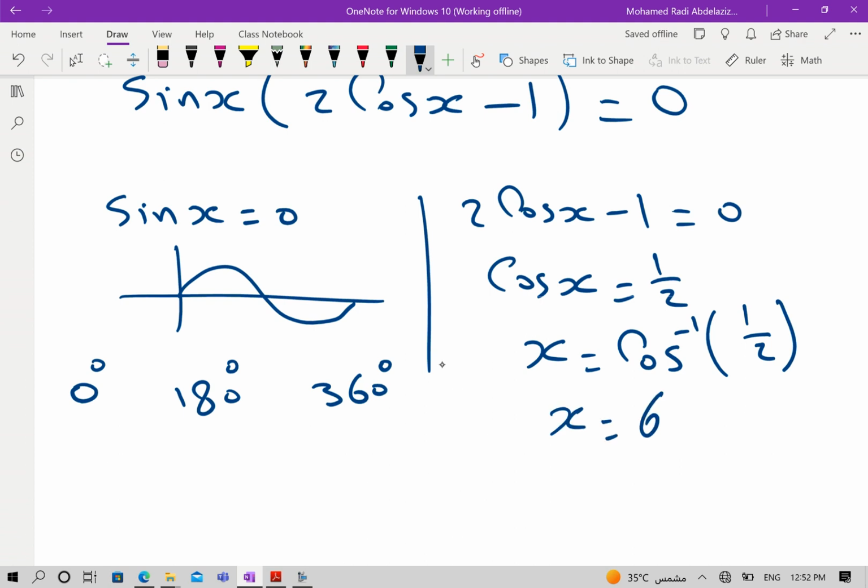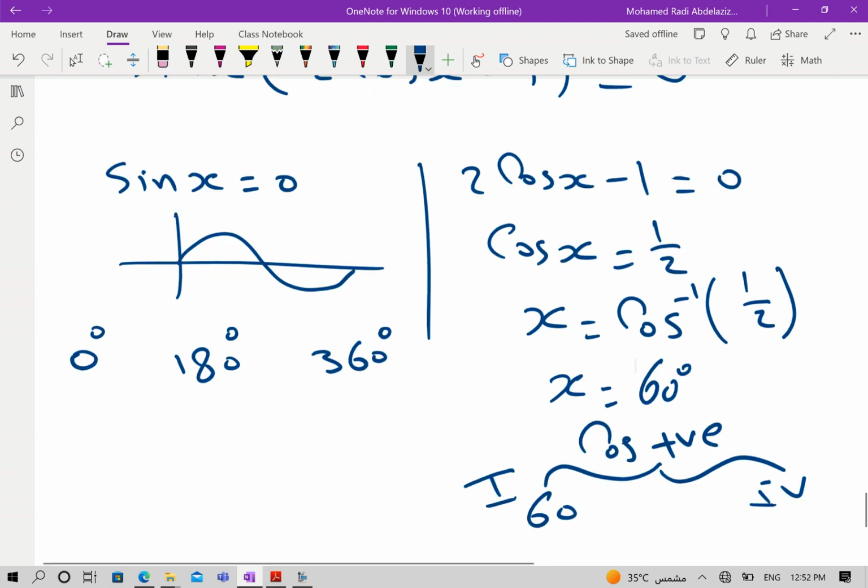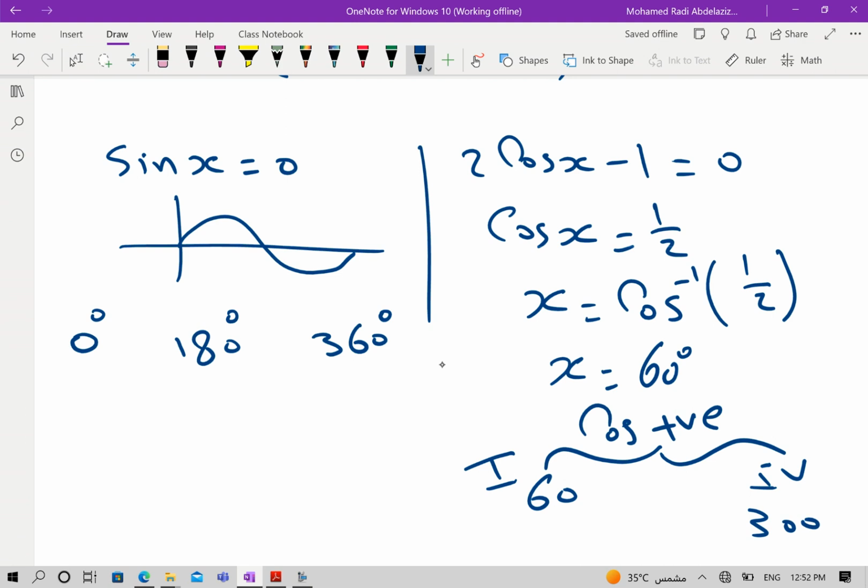So x is 60. Cosine positive or negative? Positive. In which quadrant? First and fourth. First, fourth, 300. So we have solutions for this equation. Now I'll go back again to this equation. Without recognizing the graph of sine, how to get the 3 solutions?